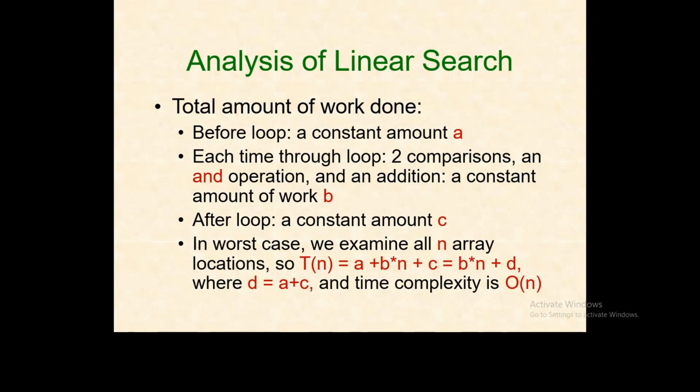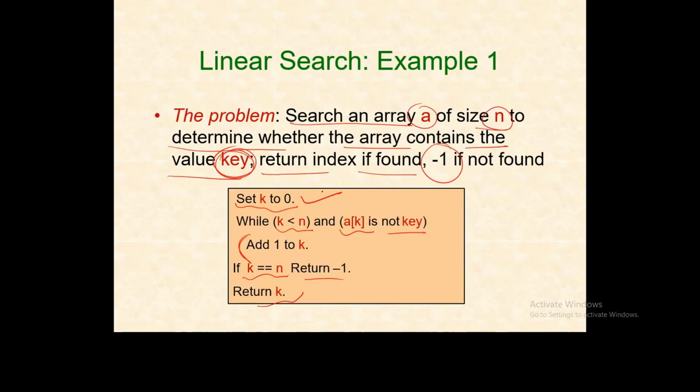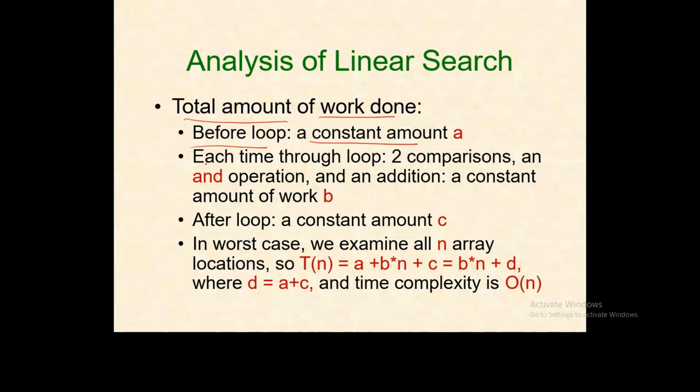Now if we are talking about the complexity of this code, then we find out the total amount of work done. Before the loop, a constant amount a. Each time through the loop, two comparisons and one operation and an addition, a constant amount of work b. After the loop, a constant amount c of work. Basically we denote these in terms of constants, meaning they are not dependent on the input. If it is dependent on the input, then we mention that in terms of n.